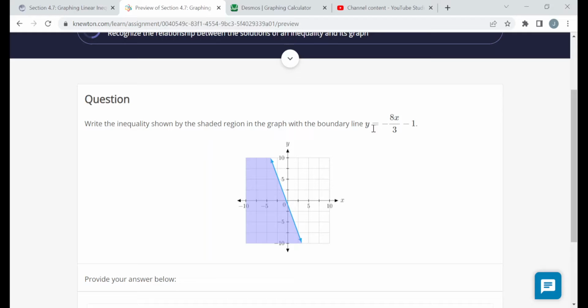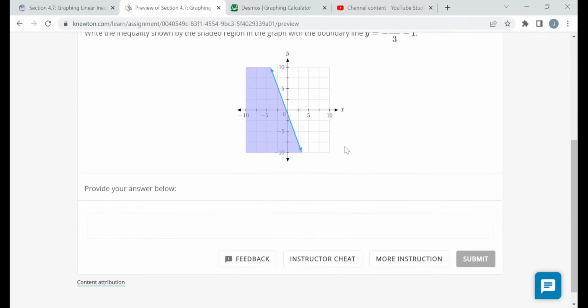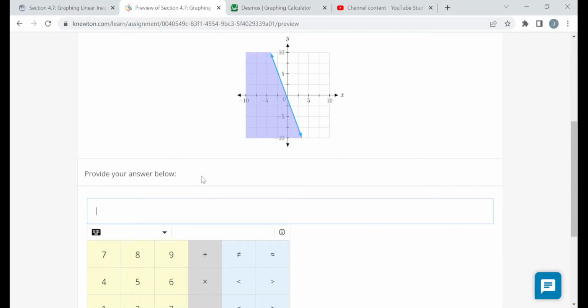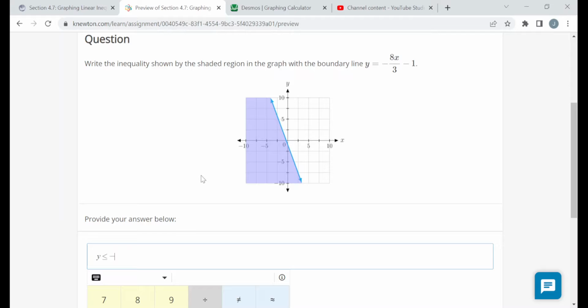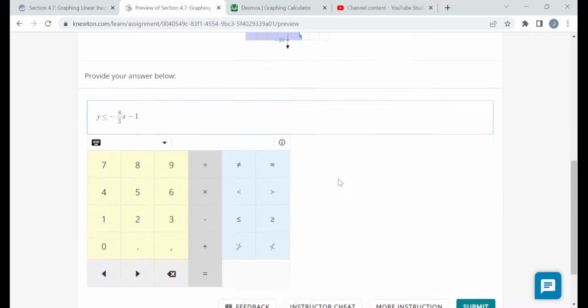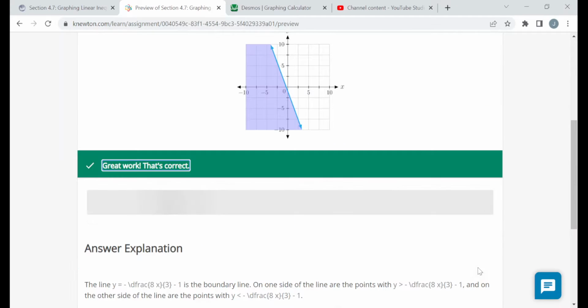So is 0 greater than or equal to negative 1? Yes. If you put in 0 for x, 0 for y. So it's not greater than or equal to, because the origin would be a solution then. So it's got to be less than or equal to. Y is less than or equal to that stuff. And again, you can go to Desmos and plug that in and verify it. Y is less than or equal to, and the other side was negative 8/3 x minus 1.